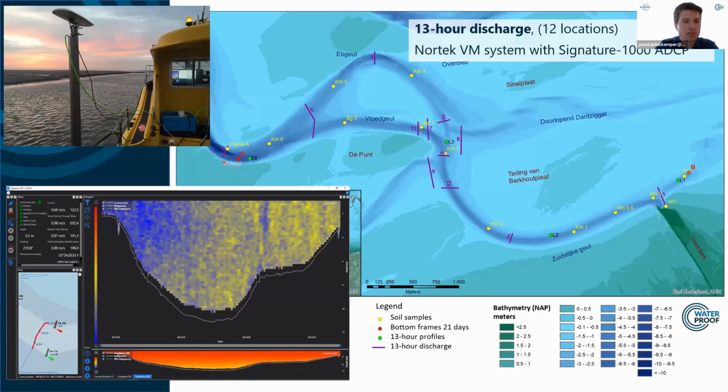So basically, we have a downward-looking ADCP deployed on the vessel, and twice an hour we sail all those transects for 13 hours straight. So then, over the full tidal cycle, you get your flow velocities over the channel. This is an example of how the user interface looks on board of the vessel.